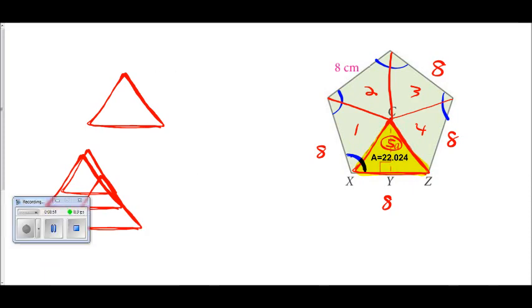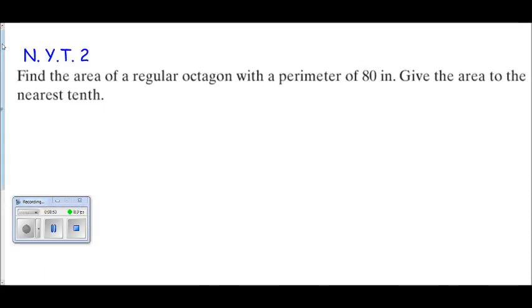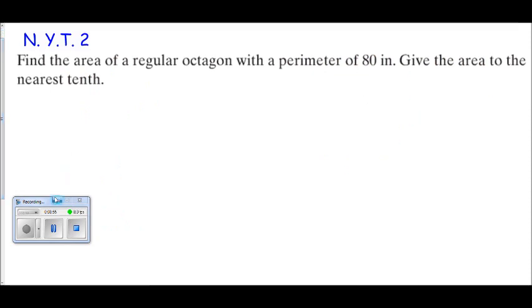So that's exciting. We have the answer. I am way over time, so you try to find the area of a regular octagon, 8 sides, perimeter of 80. If you want to break it down into each side as 10, you can do that. That's what we're trying to do. So you try that problem, and then we are done.